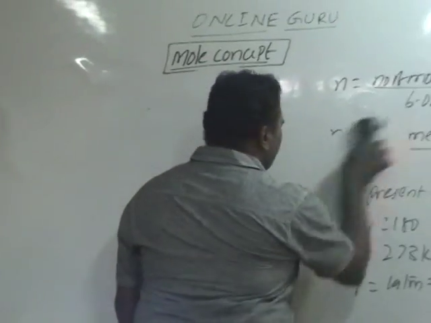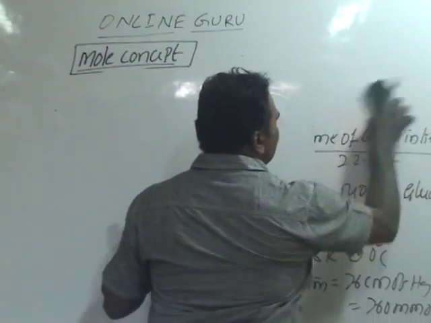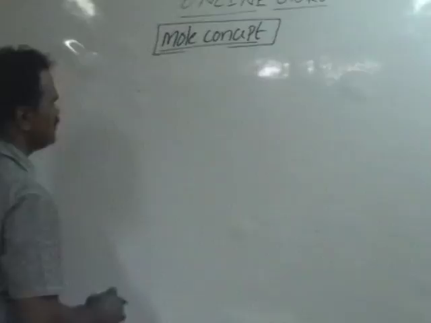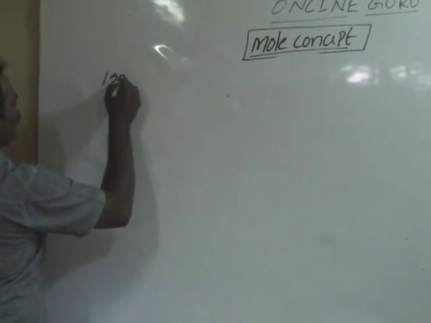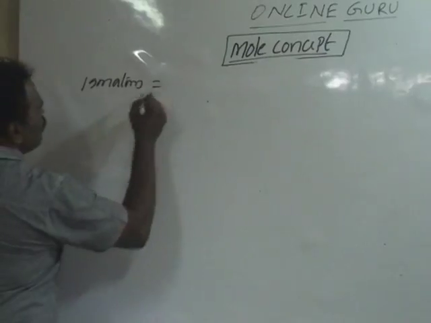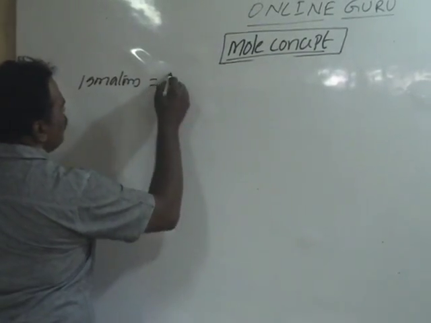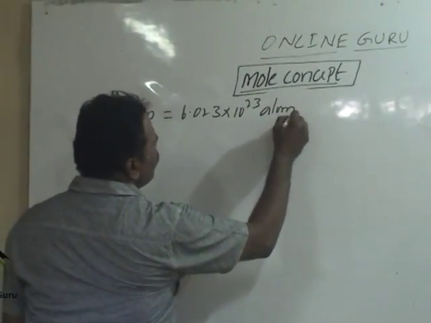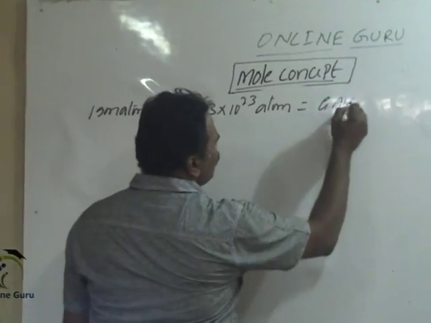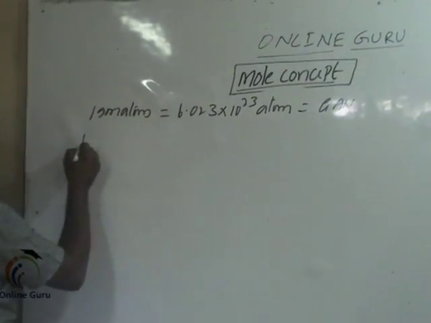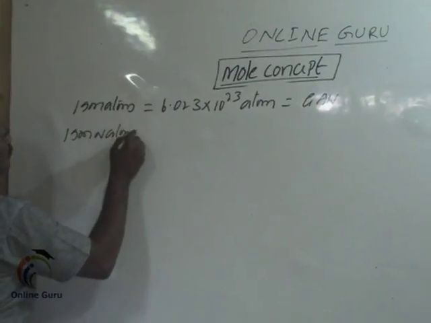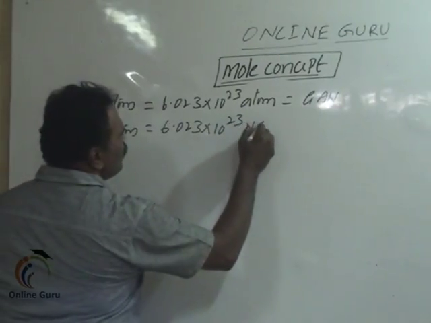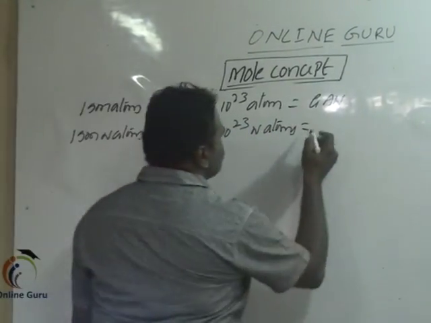So we are going to know the relation. What is the difference between a mole and a gram atom? 1 gram atom equals Avogadro number of atoms, that equals gram atomic weight. That means 1 gram nitrogen atom is equal to 6.023 into 10 power 23 nitrogen atoms, that equals 14 grams.